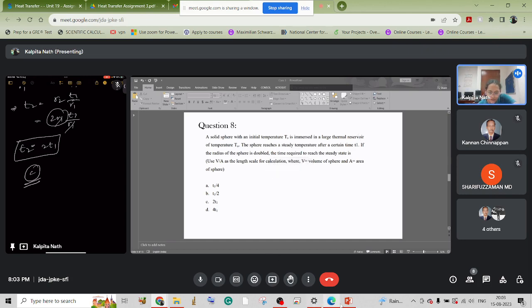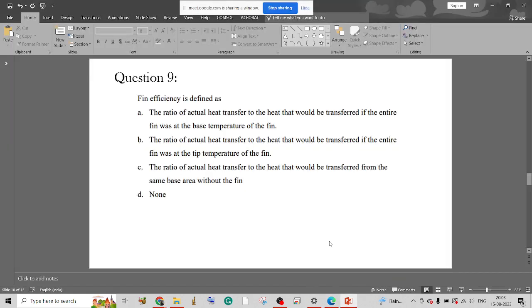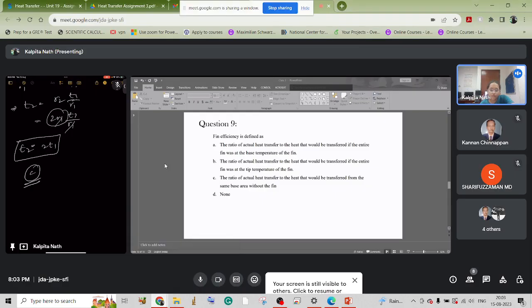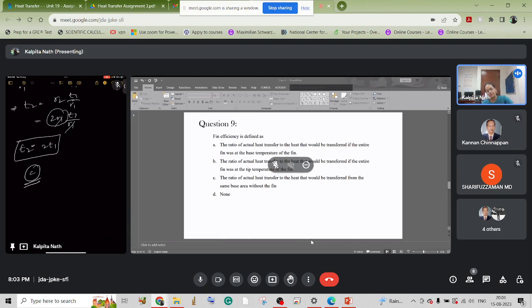Okay. Now let us proceed to the next question, that is question number 9. The fin efficiency is defined as which of the following? At the start of the class we have already seen what the fin efficiency is all about. So I think this question is very easy for you to answer. Tell me which of the following is the correct answer.